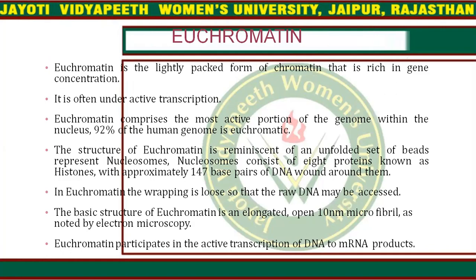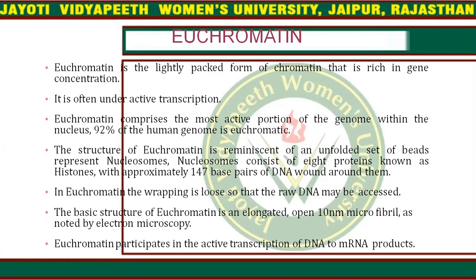Now coming to euchromatin. Euchromatin is a lightly packed form of chromatin that is rich in gene concentration. It is often under active transcription, and it comprises the most active portion of the genome within the nucleus. 92% of the human genome is euchromatic.